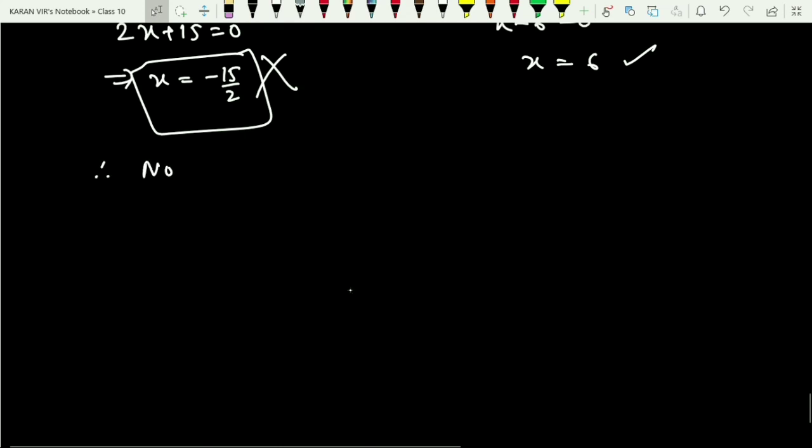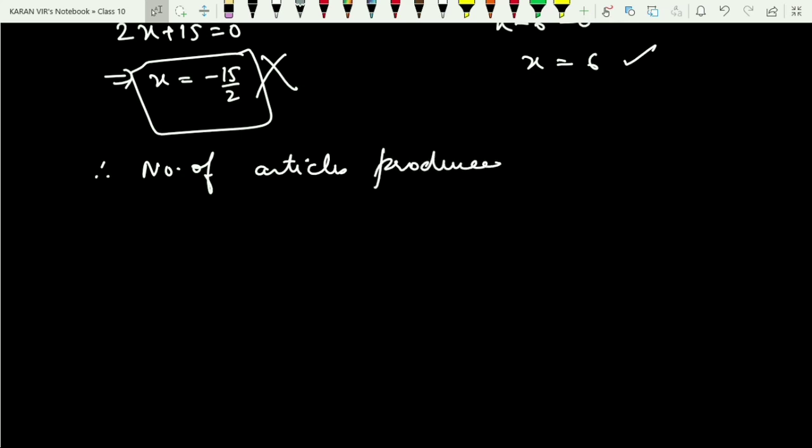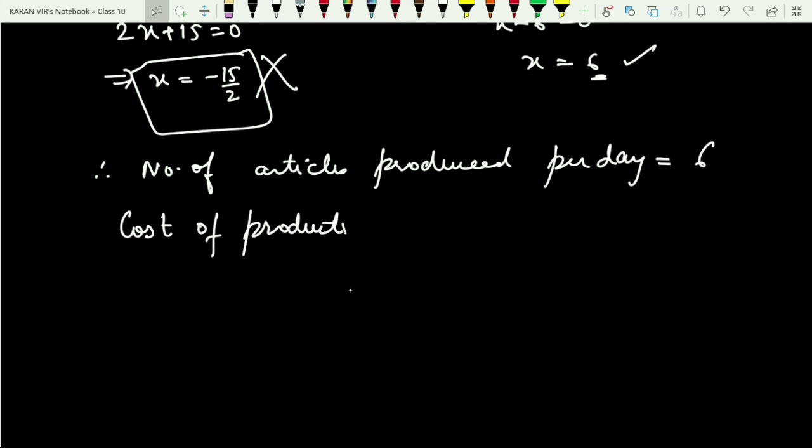Therefore the number of articles produced per day, which were x, that is 6. And the second thing which we were asked is the cost of production. So the cost of production of each article, that was 90 upon x, which is 6. So this comes out to be rupees 15.